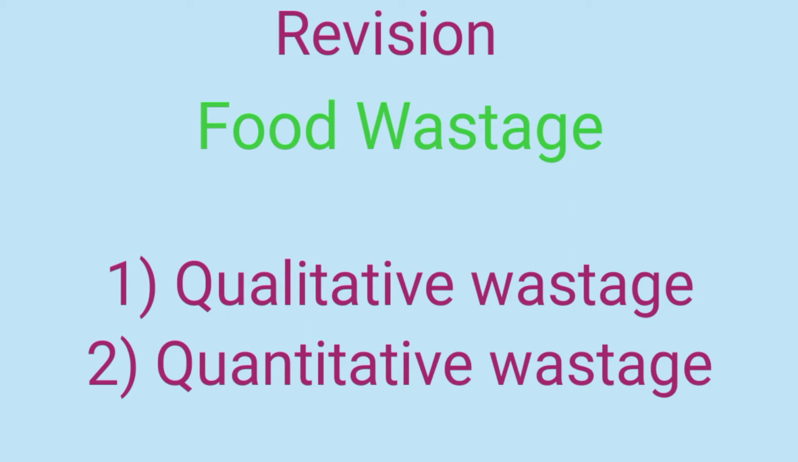What is quantitative? We have already discussed in the last video, that is hand sowing and hand threshing. These are the reasons due to which food gets wasted in a large amount. That is called quantitative wastage. We know that in our traditional programs we offer and serve more food to the guests, and due to this also the food gets wasted.